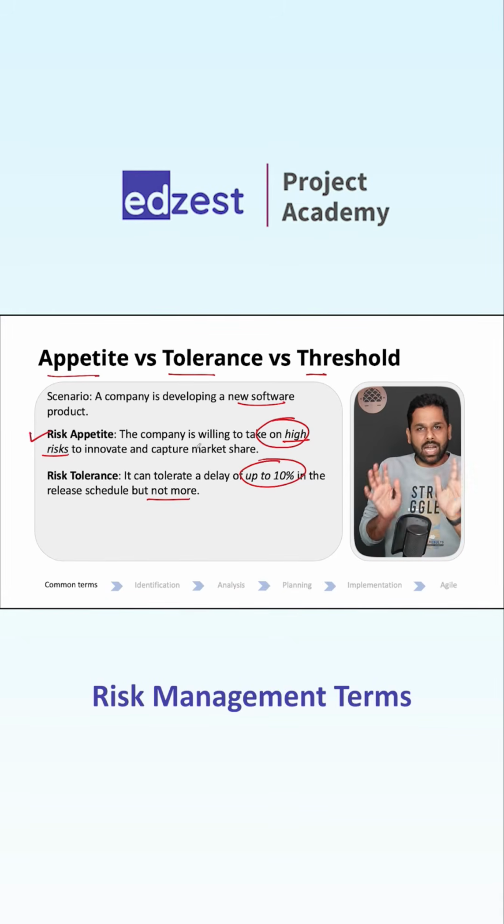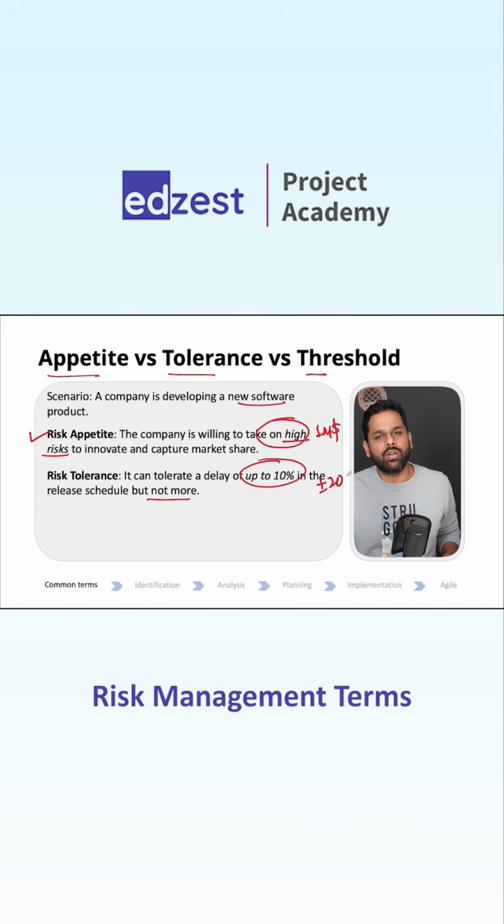Right? There's one understanding that there should be a total value. Okay, so let's say we can take a risk worth $1 million. That would be your appetite. Tolerance would be a variation of plus minus 10 or 20%. That would be your tolerance.